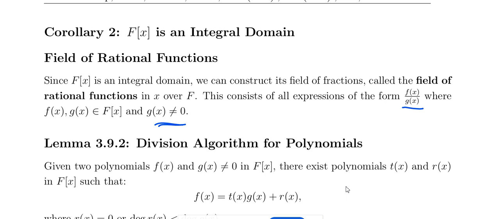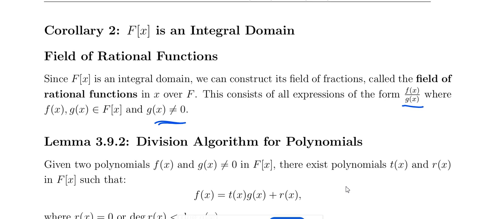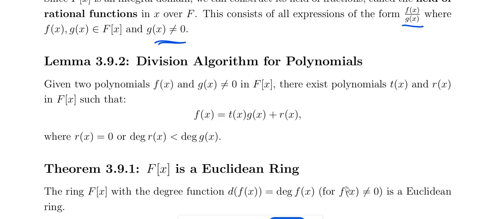Okay, well, that is the collection of the rational functions, and the division algorithm for polynomials: for f of x, g of x not equal to 0 in F of x, there exist polynomials t of x and r of x in F of x such that f of x equals t of x into g of x plus r of x. The remainder should be equal to 0 or degree of r of x less than degree of g of x. This is called the division algorithm for the polynomials.